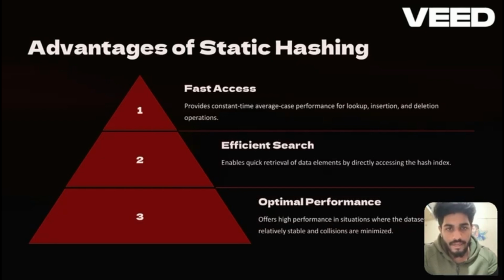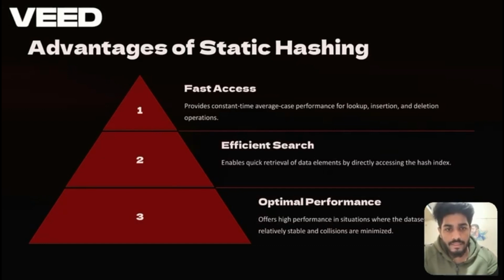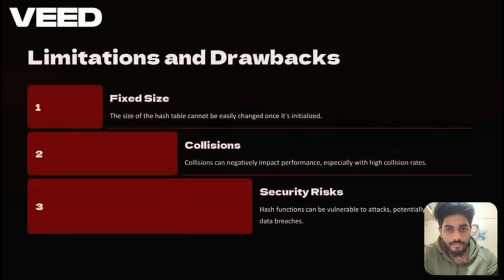Advantages of static hashing. First, fast access. It provides constant time average case performance for lookup, insertion, and deletion operations. Second, efficient search. It enables quick retrieval of data elements by directly accessing the hash index. Third, optimal performance. It offers high performance in situations where the dataset is relatively stable and collisions are minimized.